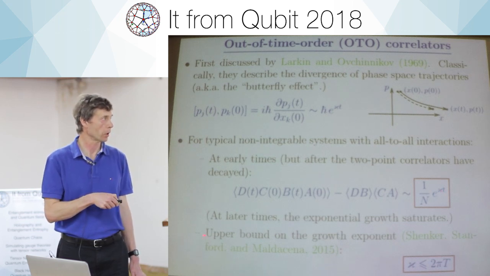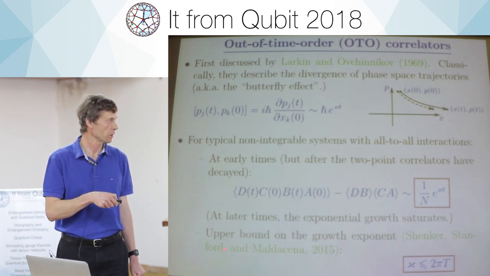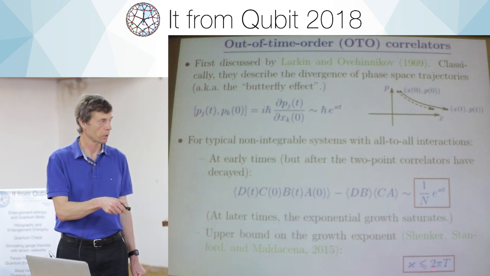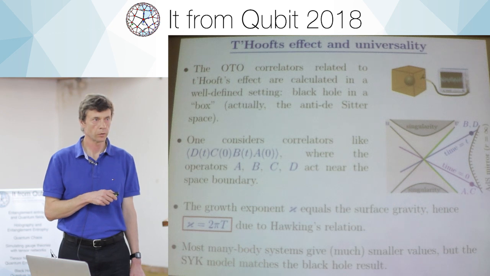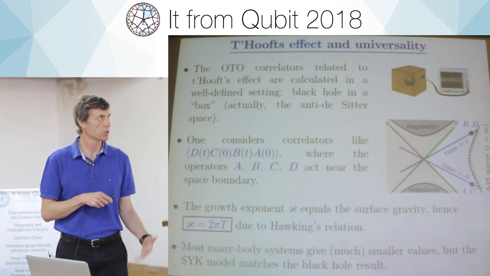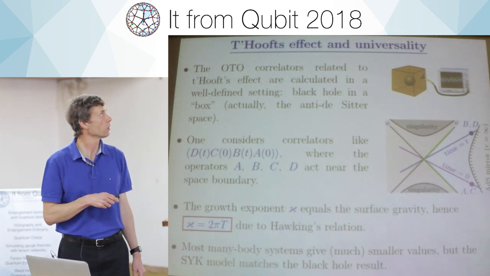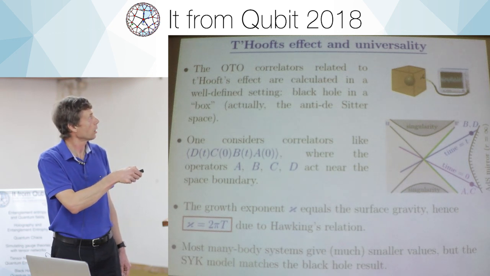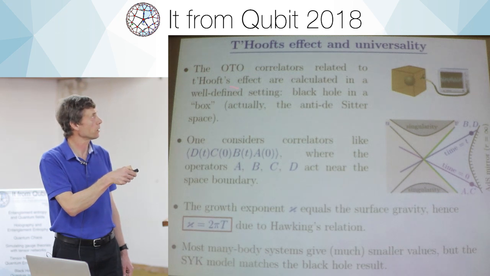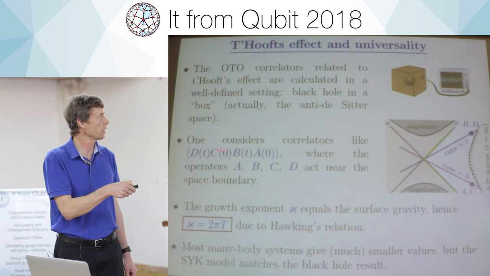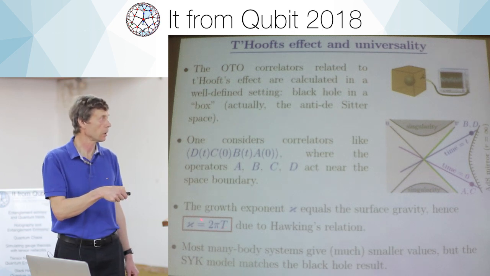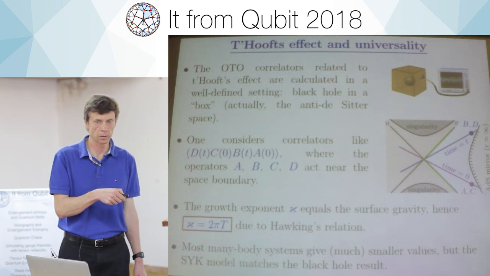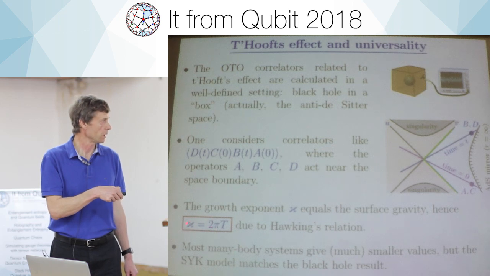The exponent kappa for a quantum system at temperature T was bounded by Maldacena, Shenker, and Stanford. It turns out that kappa is less than or equal to 2 pi T. Now we come to the universality question. How do we characterize the black hole by some universal property? The universal property is related to the exponent kappa. If we calculate the out-of-time order correlators related to 't Hooft's effect, the shock waves, by putting a black hole in a box like anti-de Sitter space, we obtain an exponent of exactly 2 pi T. There are some stringy corrections calculated by Shenker and Stanford, which make this exponent slightly less than this expression.